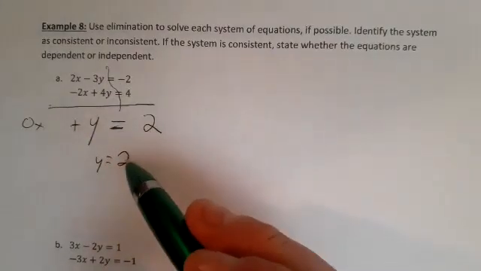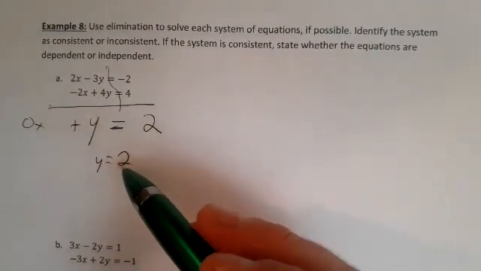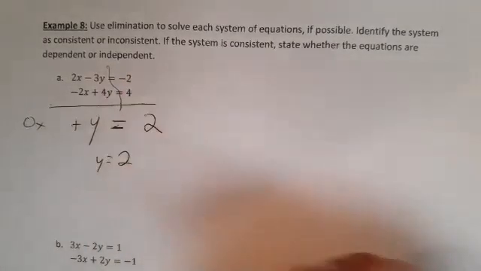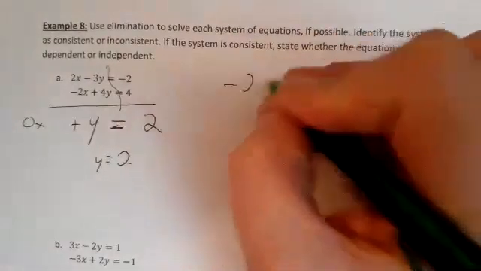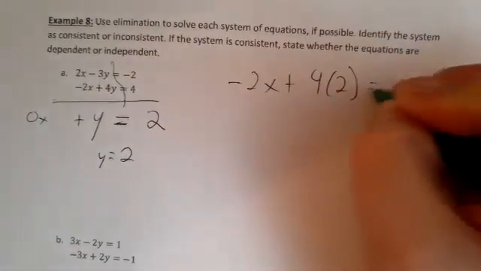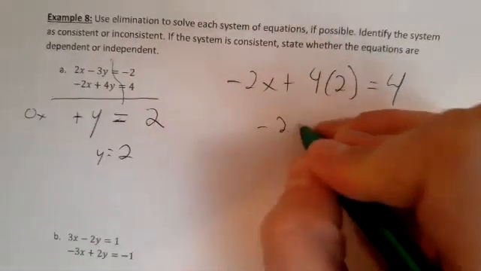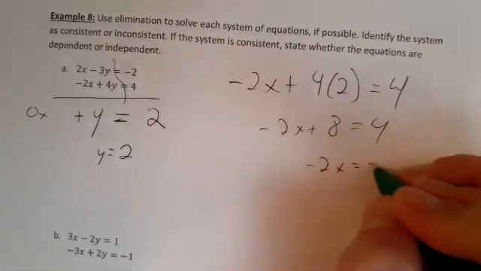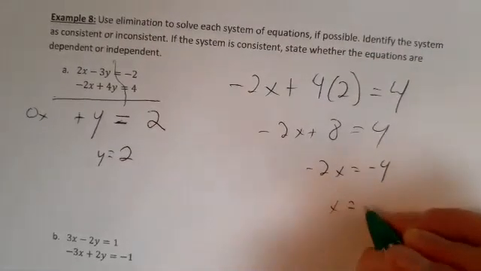Now we have a solution. We have to take this thing, we have to plug it back in. I don't know which one of these looks easier for you. I guess I'll do the second one just for kicks. So -2x plus 8 is equal to 4. That means -2x is -4, or x is 2.